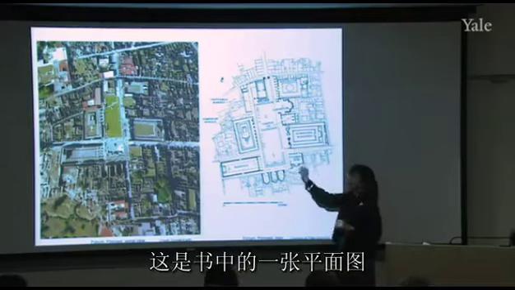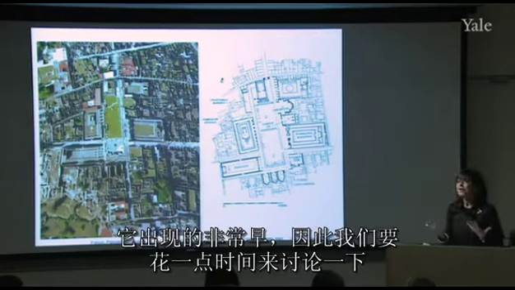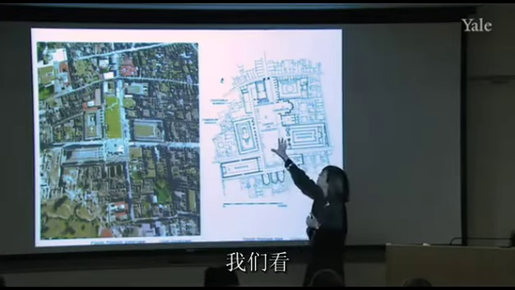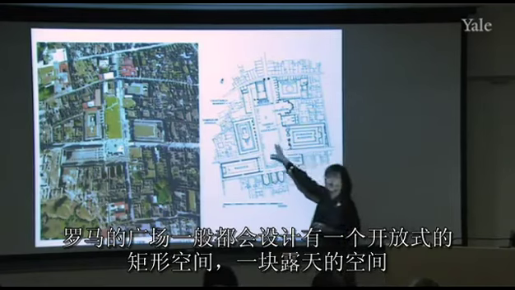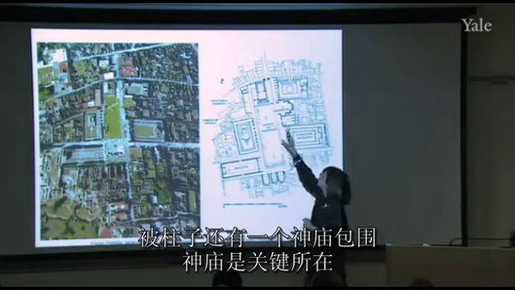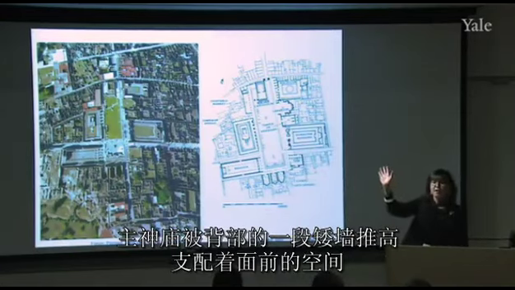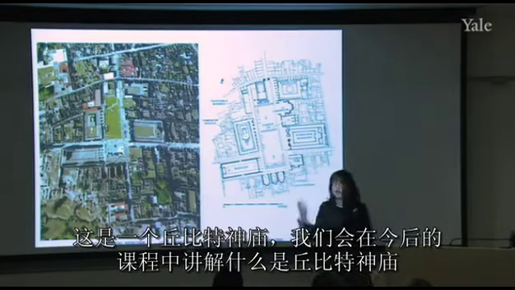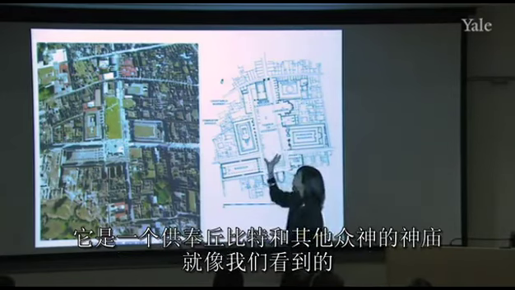Here is the plan from that book, and you can see the way in which this Forum is arranged. This Forum is very important at Pompeii because it's very early in date, and consequently we will talk about it a fair amount. The way Roman forums were usually arranged was to have one general open rectangular space, open to the sky, surrounded by columns, with the most important temple, the chief temple, pushed up against one of the short back walls and dominating the space in front of it. This is a Capitolium. We'll talk about what a Capitolium is in a future lecture, but it is a temple to Jupiter and others, as we shall see.